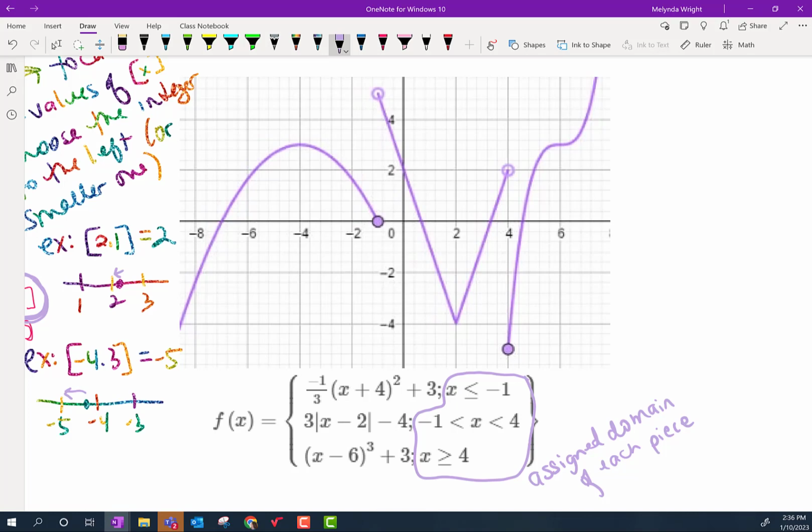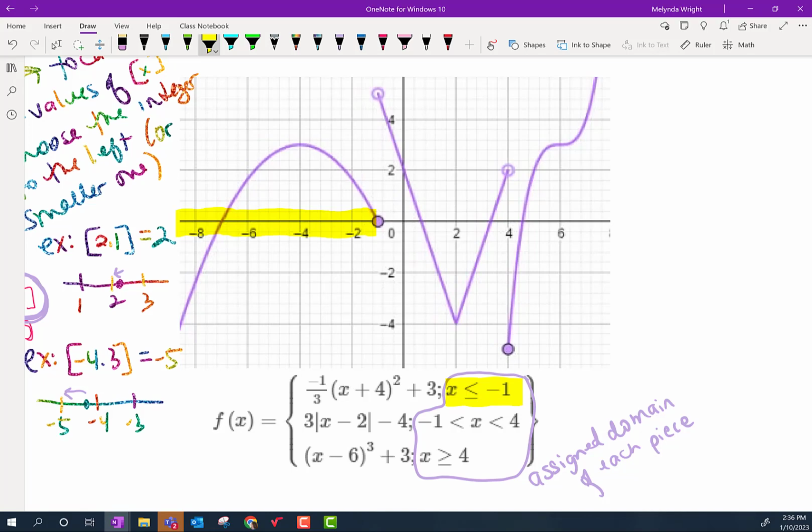If we look at the top piece, its assigned domain is x is less than or equal to -1. So if I'm looking up here on my graph of that -1/3 x plus 4 squared plus 2, that function should be graphed only where x is less than or equal to -1. It should not be graphed anywhere else. Really important. That's one of the things we had a little bit of trouble with last year, sticking to just the assigned domain.